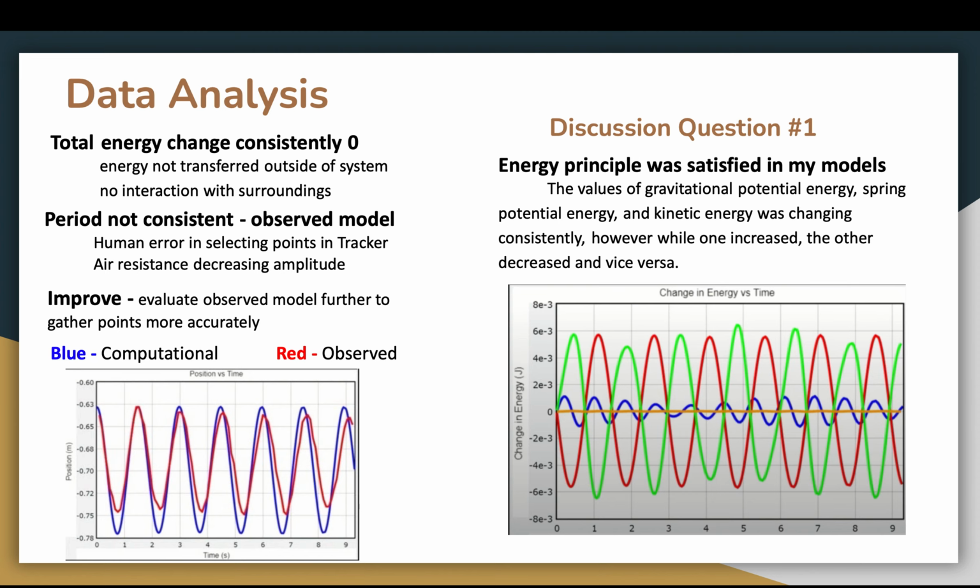As discussed earlier, the energy principle was confirmed in my models because although the values of the gravitational, spring, and kinetic energies were changing constantly, while gravitational increased, spring decreased, and vice versa, the total energy change was consistently 0, since there was no interaction with the surroundings, indicating that energy was not transferred outside the system.